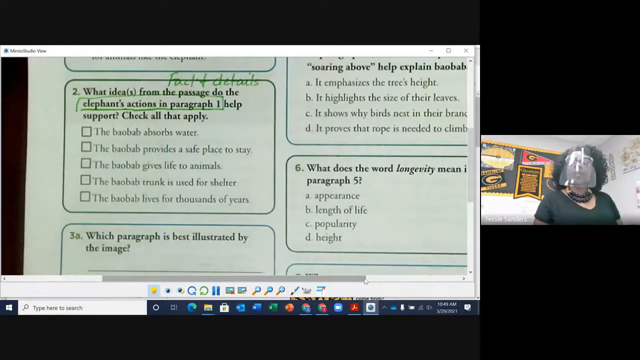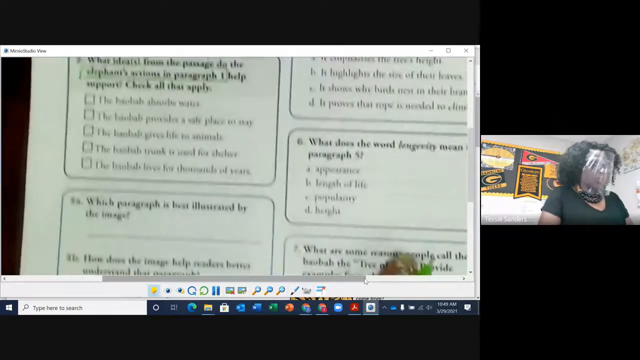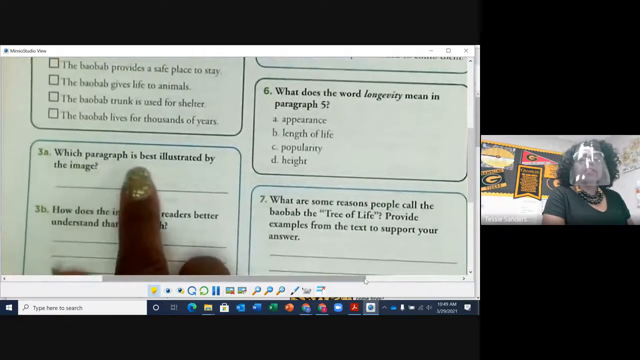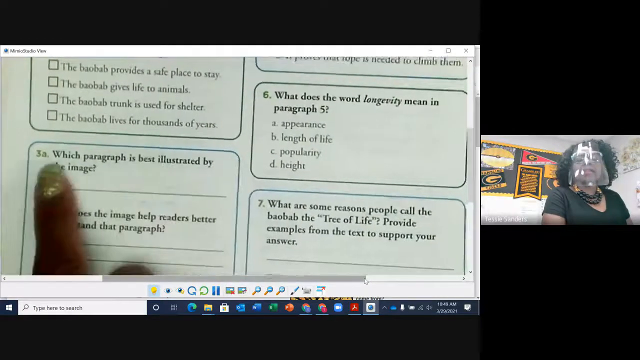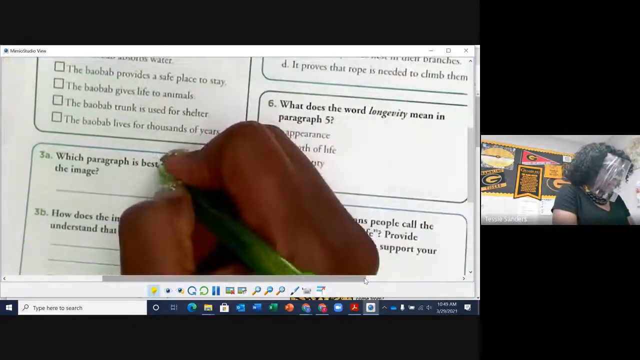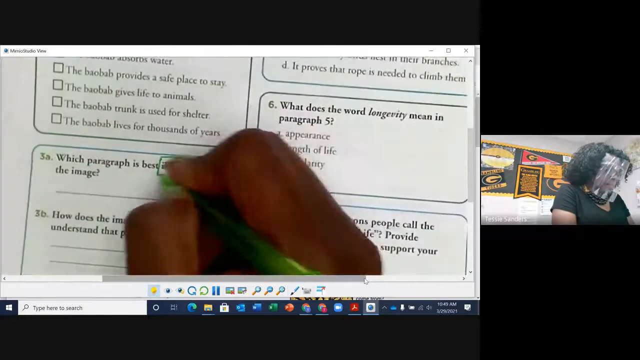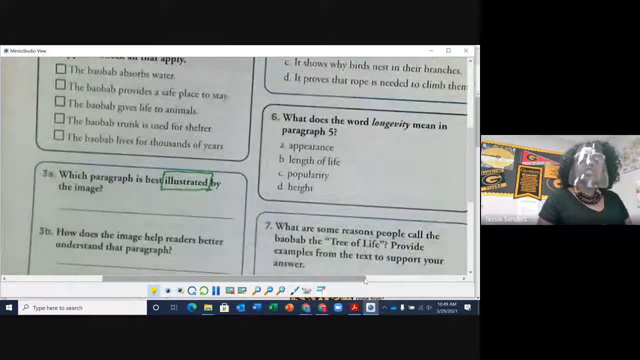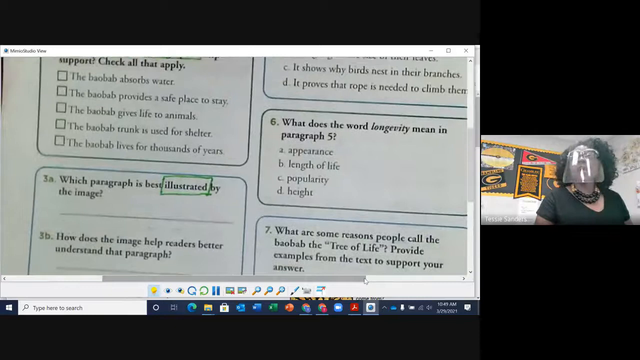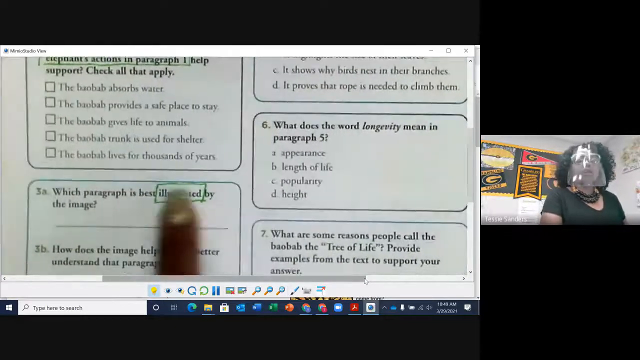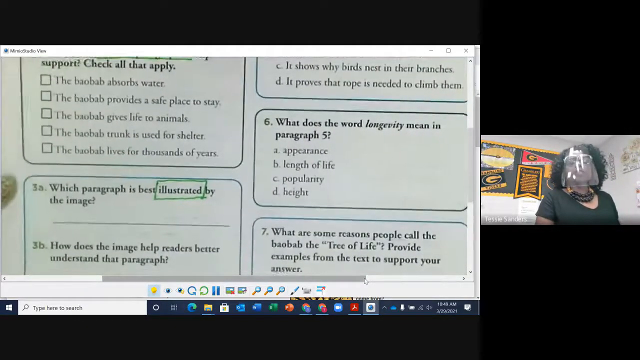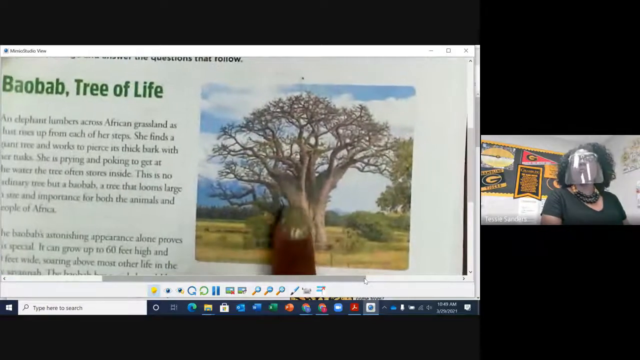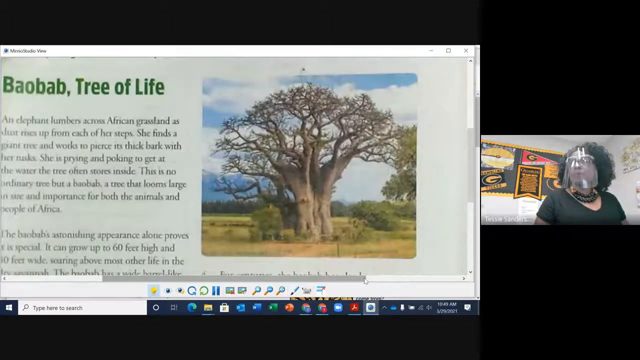Look at number 3A. Read your question. Which paragraph is best illustrated by the image? Put a box around illustrated. This means which paragraph, based upon the picture, represents that image. So which paragraph is best representative of the image? And we know that that image is the Balboa tree.